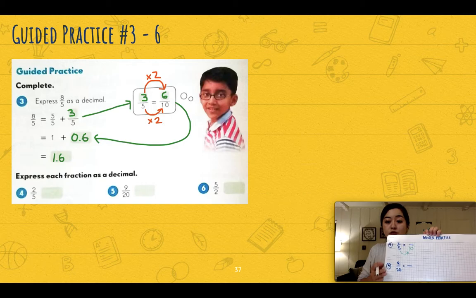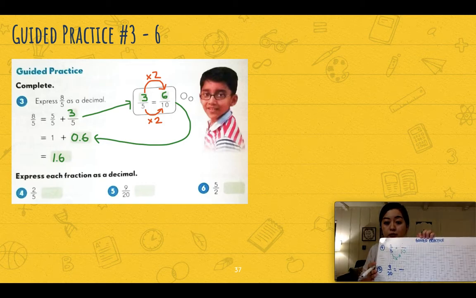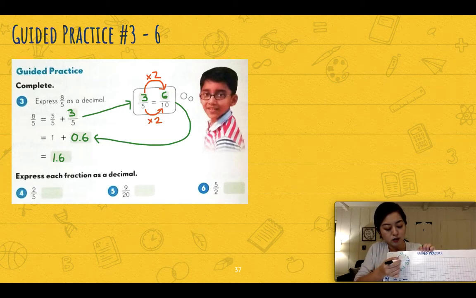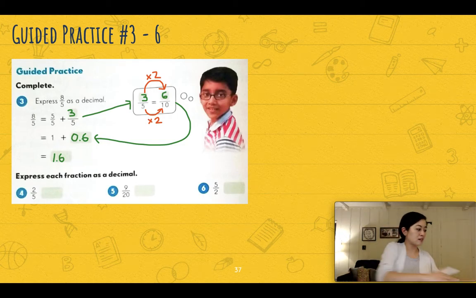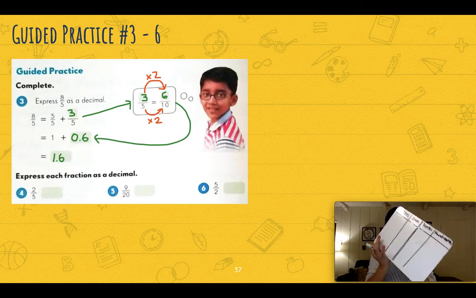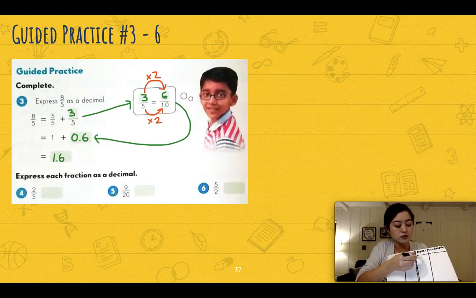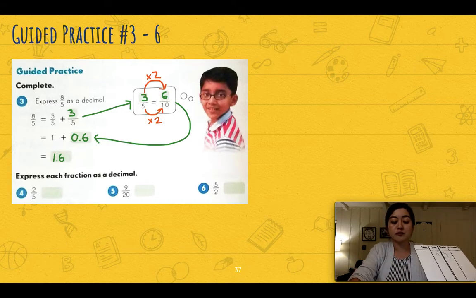Okay. So let's see. 5 times what gets you 10? It's times 2. Whatever I do to the denominator, I have to do to my numerator. That's times 2. Okay. 2 times 2 is 4. Okay. 4 tenths. How do I write that? Well, let's see, in here, I'm going to write my 4 tenths here. I'm going to write a 4 here and a 0 here. So 2 fifths is the same thing as saying 4 tenths, which is 0.4.